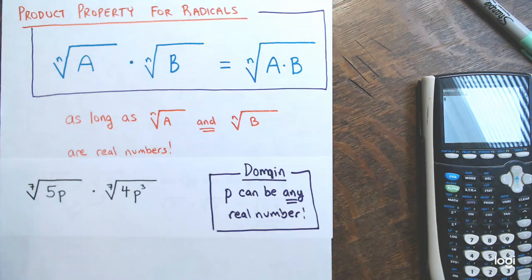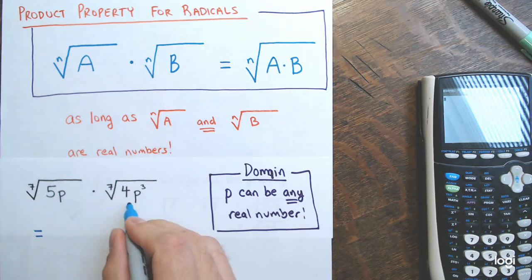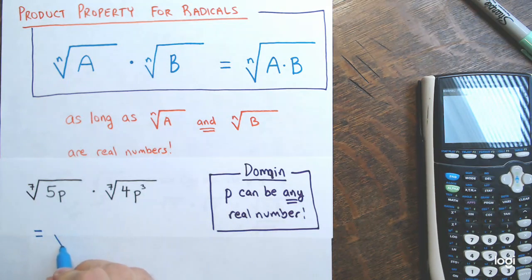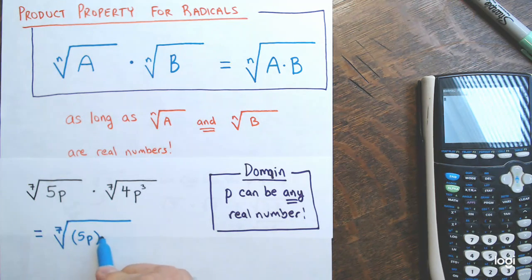and I can use this property. So the 7th root of 5p multiplied by the 7th root of 4p cubed will be equal to the 7th root of 5p times 4p cubed. That's simply you can rearrange the factors here. 5 times 4, then times p cubed.